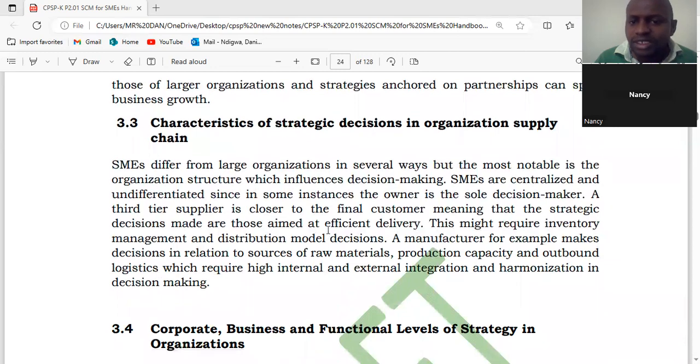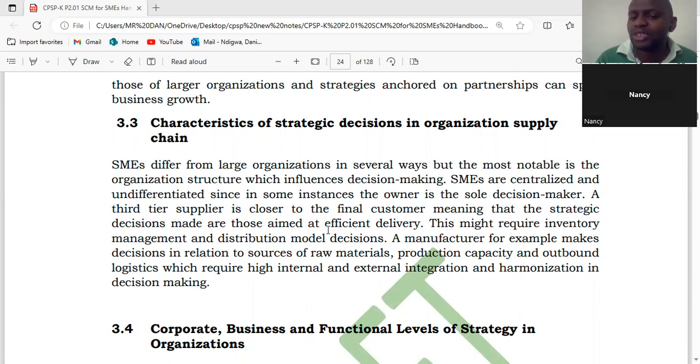So what is the characteristic of strategic decisions in organizational supply chain? Small medium enterprises differ from large organizations in several ways, but the most notable is the organization structure, which influences decisions. So you realize that small medium enterprises do not have a well-structured organization. Therefore, it might influence their decision. Maybe the owner of the business is the main decision maker.